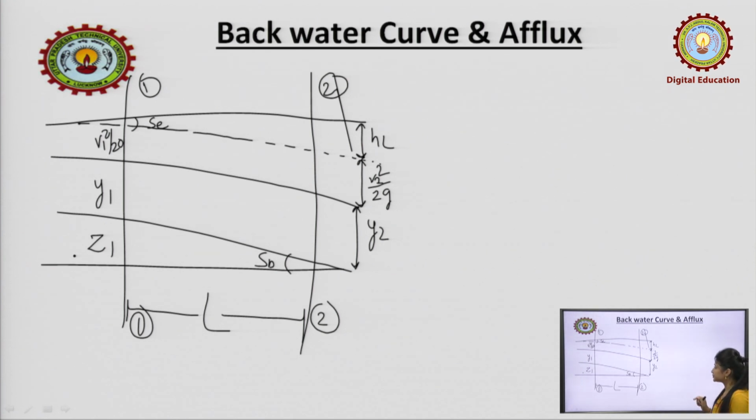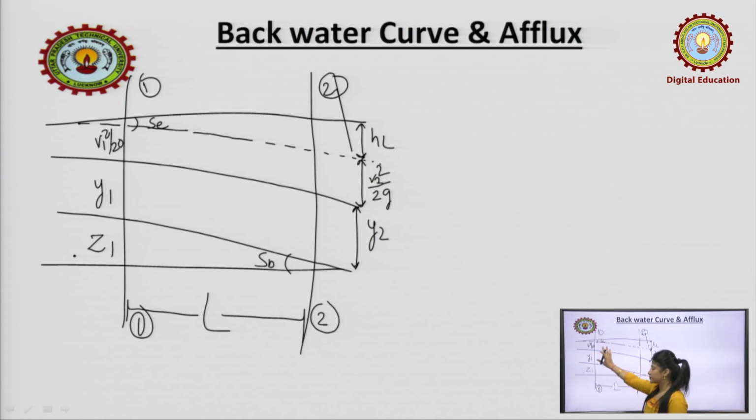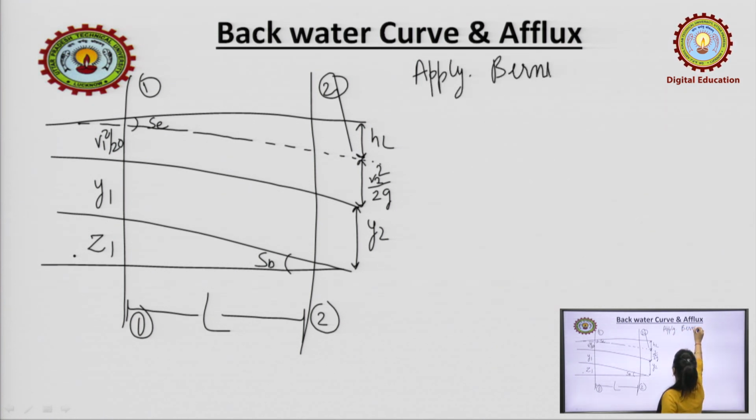Due to the rise from section 1 to 2, we need to calculate this distance L, or the expression for it. At sections 1 and 2, we can apply Bernoulli's equation, that is, the total energy at one section should equal the total energy at the other. Applying Bernoulli's equation, we get Z1 plus Y1 plus V1 square by 2G.